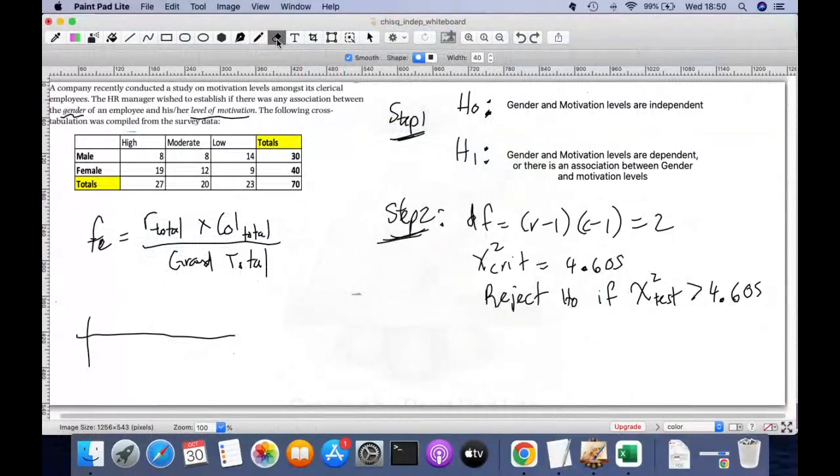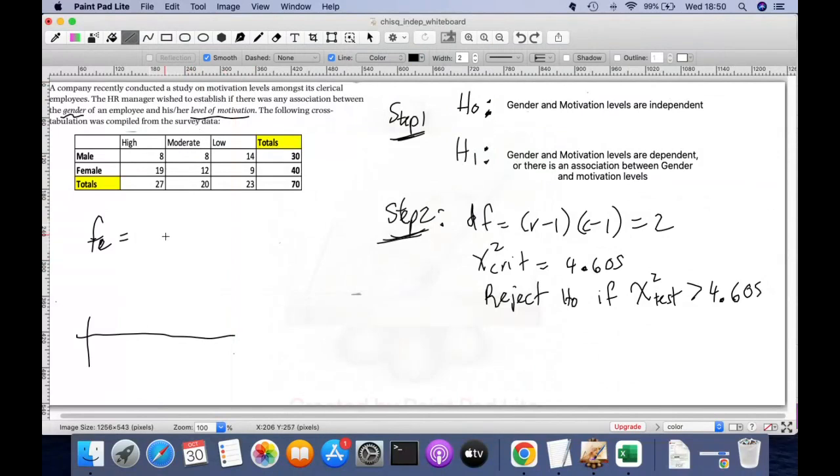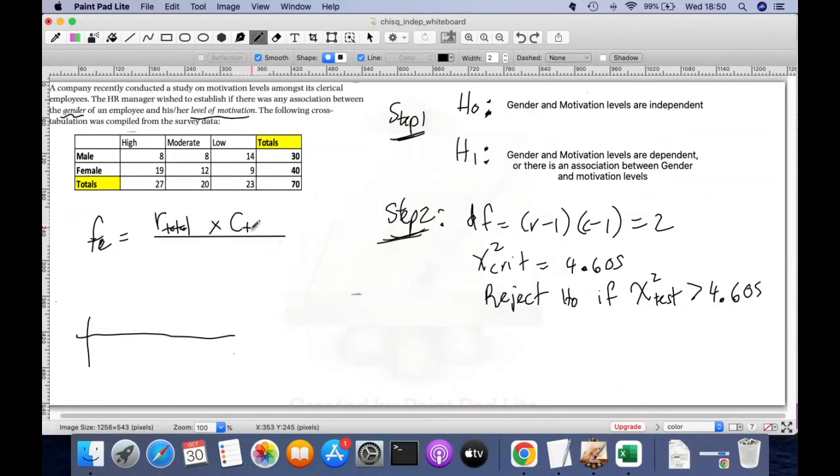So the formula for working out the expected frequency, okay, is given by using this formula here. Okay, so row total, I'm going to use R for row total, times column total, all over the grand total. I'll explain how to use this formula, what it means, what each of them means.